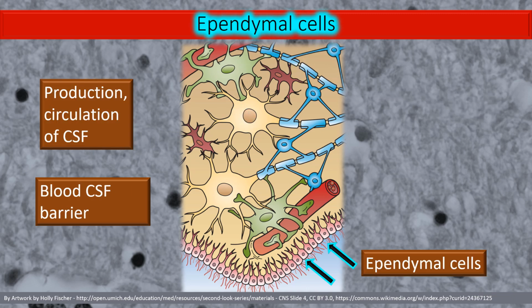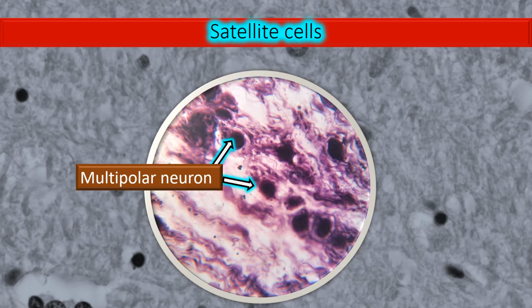Ependymal cells are lining the ventricles as well as the central canal of the spinal cord. They are closely associated with production and circulation of CSF, and of course they form the blood CSF barrier. Satellite cells are present in the peripheral nervous system. I have given an example of the multipolar neurons of the autonomic ganglia.